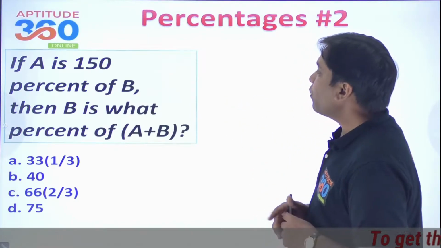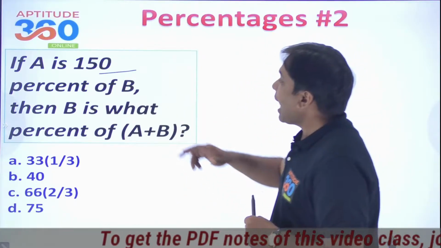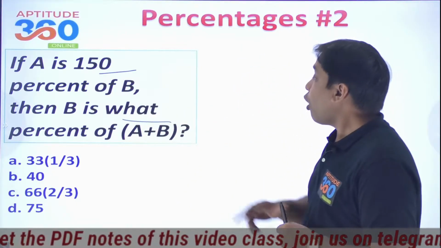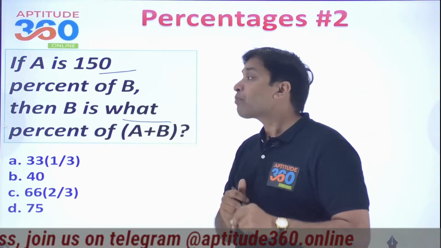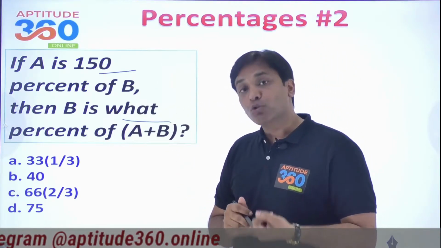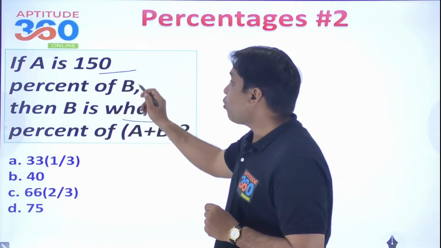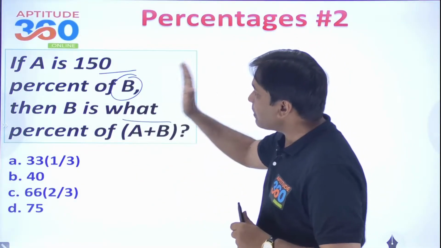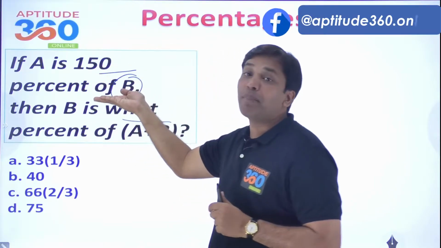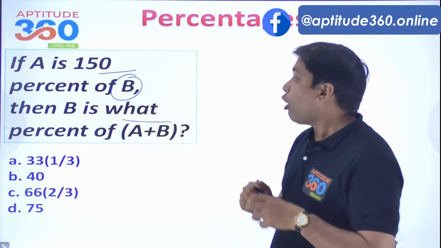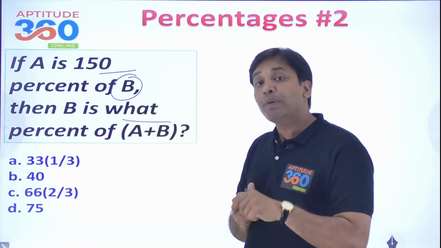Now this problem says that if A is 150% of B, right, then B is what percent of A plus B? Now what am I saying here? You have to be very careful. I say that you need to find out where the entire comparison begins. That value should be taken as 100. If you read the problem properly, you will come to know that the entire comparison starts from B, right? And if the entire comparison starts from B, that B should be taken as 100.